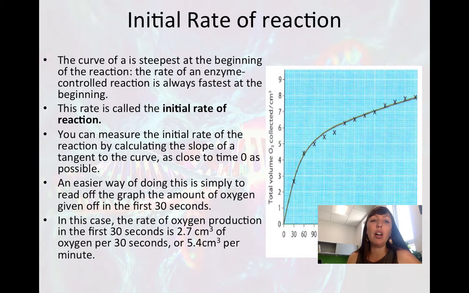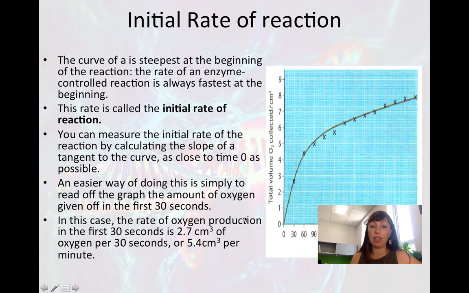The curve that you see here is at its steepest at the beginning of the reaction. The rate of an enzyme-controlled reaction is always fastest at the beginning. And this rate is called the initial rate of reaction. You can measure the initial rate of a reaction by calculating the slope of a tangent to the curve as close to time zero as you can.